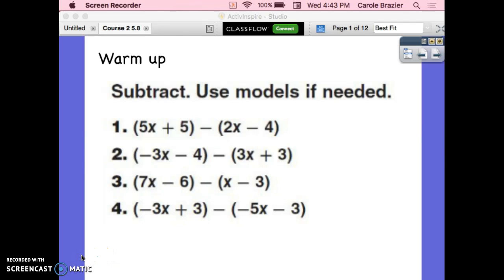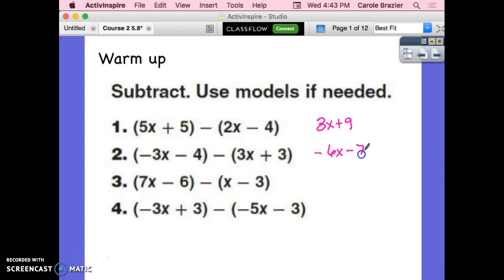For the first one, you should have had 3x plus 9. The second one, you should have had negative 6x minus 7. The third one, you should have had 6x minus 3. And the last one, you should have had 2x plus 6.